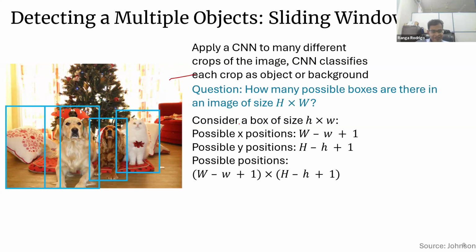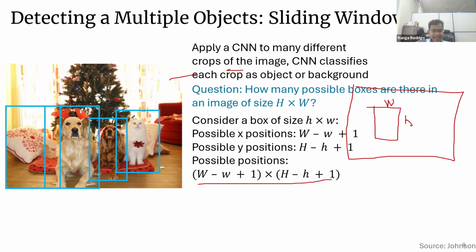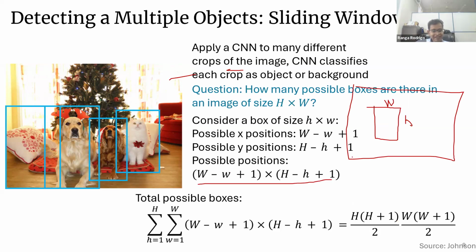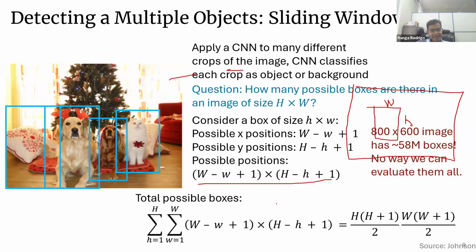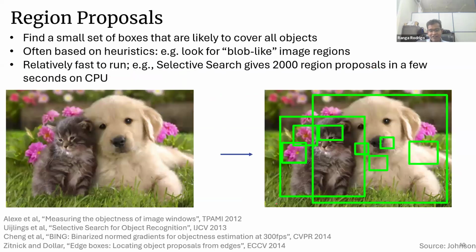Those are the possible locations now. To keep that bounding box of size w and h, we can keep it anywhere in the image, right? So the possible positions are many, and the sizes are also different. So the total possible boxes is not handleable. For an 800 times 600 image, it has 58 million boxes. No way we can evaluate them all. So this is not possible.